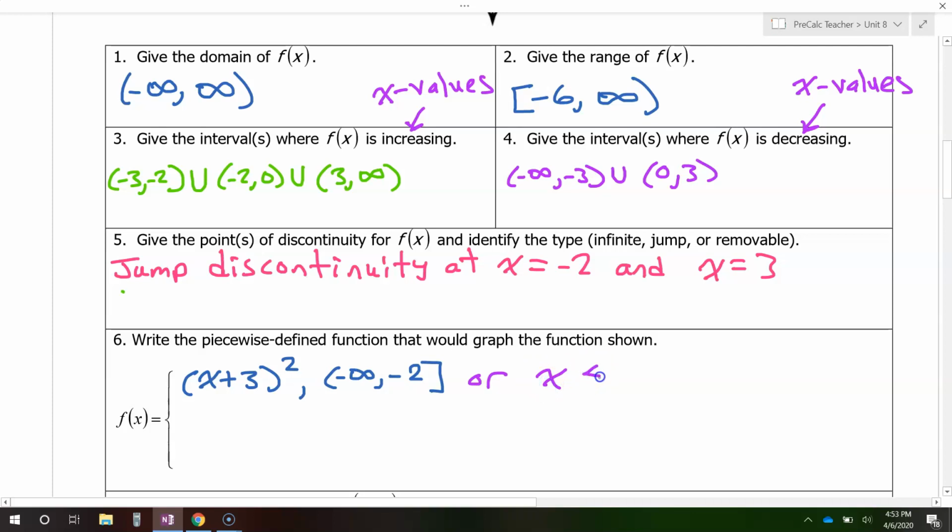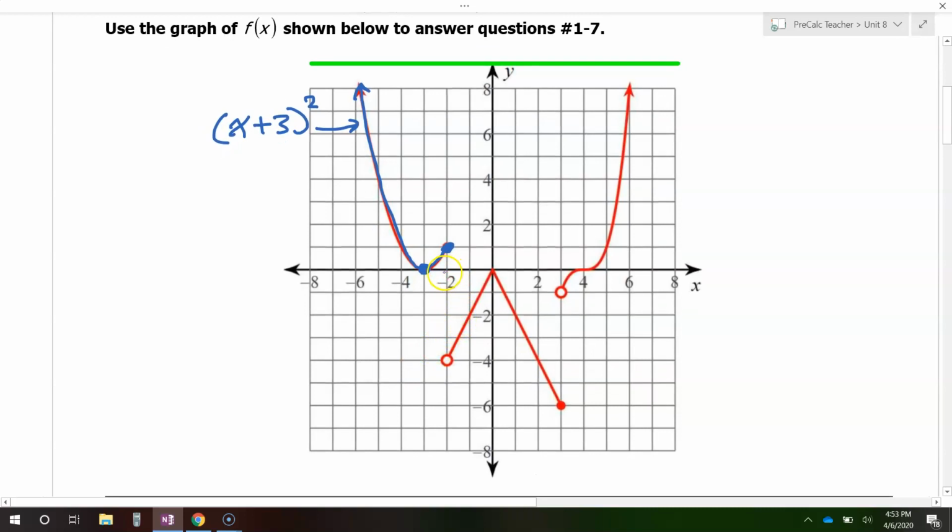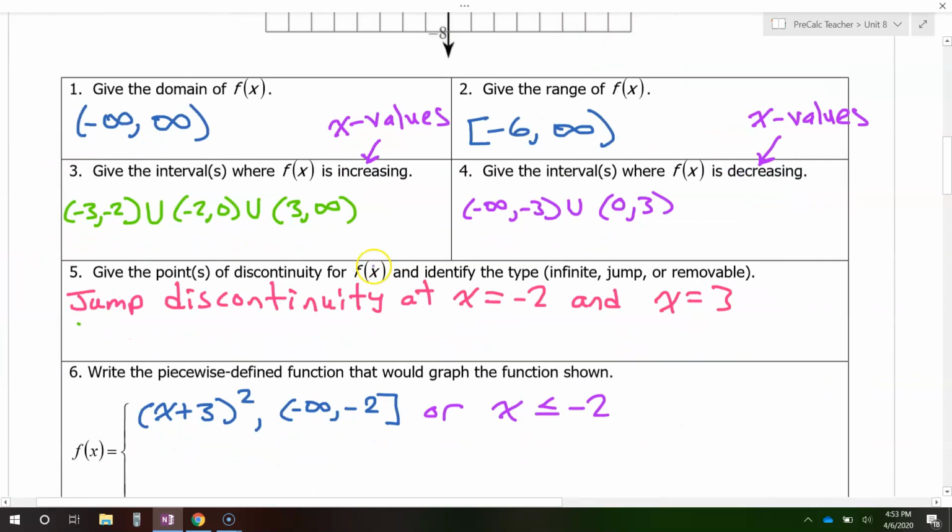X is less than or equal to -2. That's another way of saying this domain part. All right? Can you see that's the same thing? Less than or equal to -2 covers the same x values. So either way, you choose.